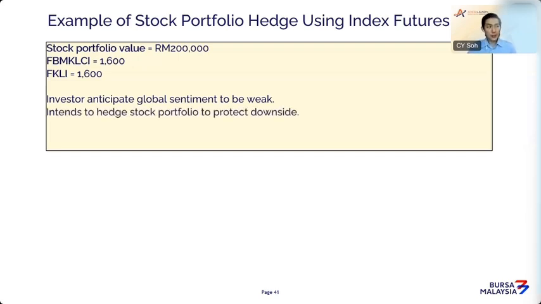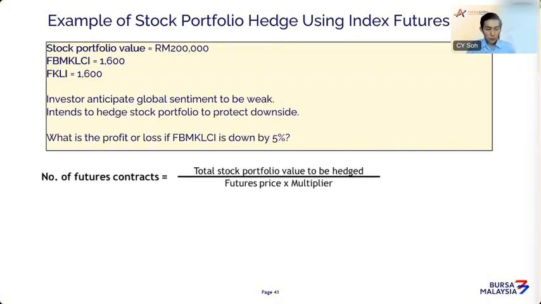So you want to hedge your stock portfolio against downside. How you can do that is, number one, you need to be able to calculate how many contracts you need to hedge. And later on, I will show you what the profit and loss is when it actually happens. So again, you follow this formula, very simple.